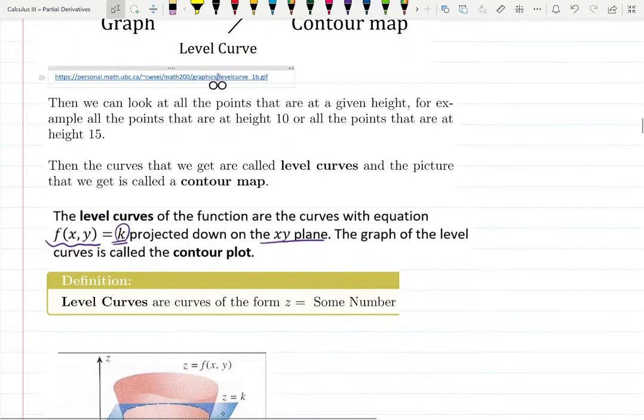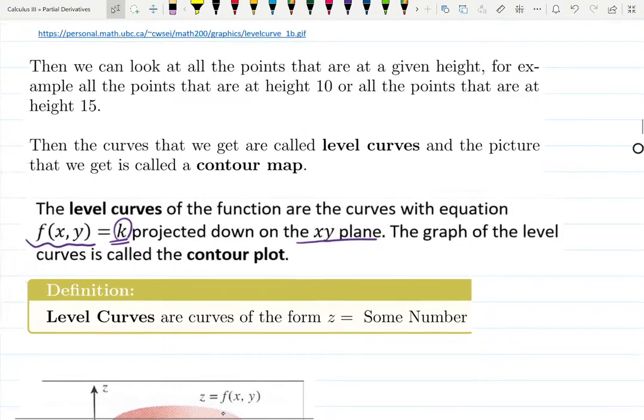Now, you don't have to write this down yet. We can look at all the points that are at a given height. For example, all the points that are at height 10 and all the points at height 15, the curves that we get are called level curves, and the picture that we get is called a contour map. Definition: level curves of the function are the curves with the given equation f of x comma y equals k. K is a number. So this is kind of the definition. Z equals, I'll write down, k. Some kind of number. When you fix the height, it means you give it a number.